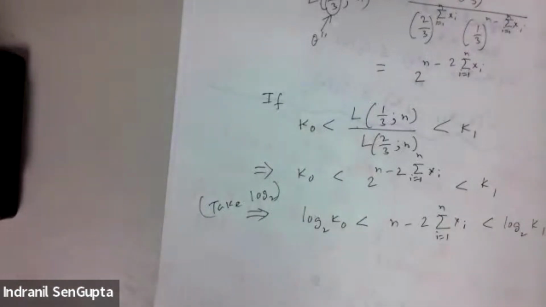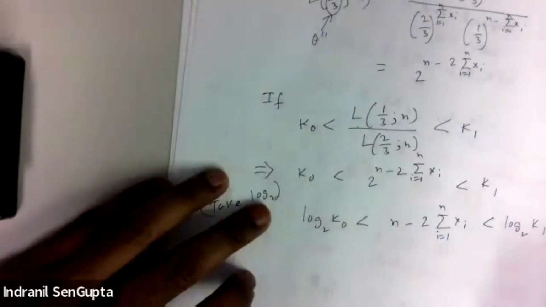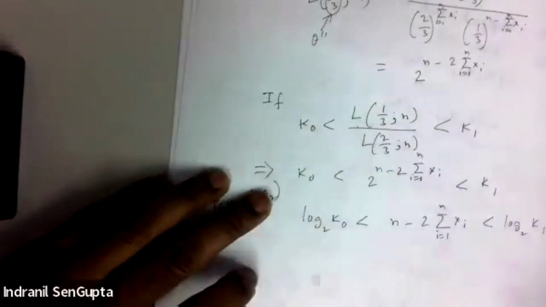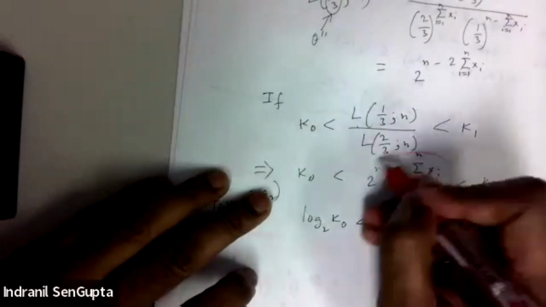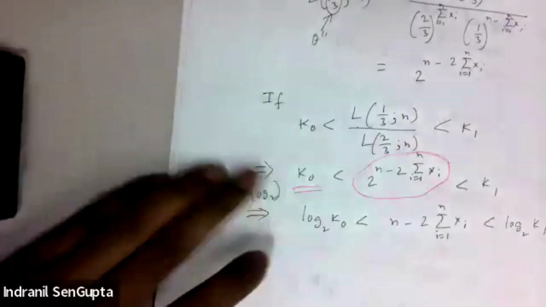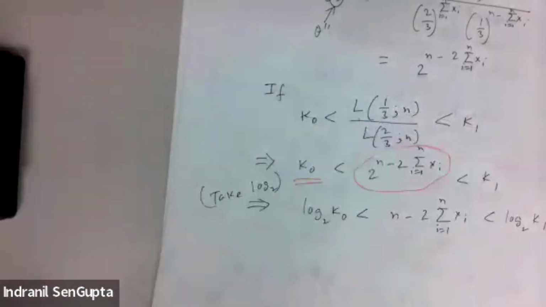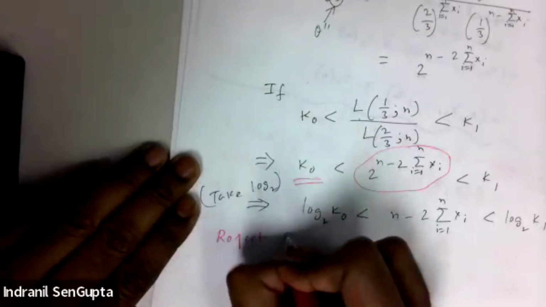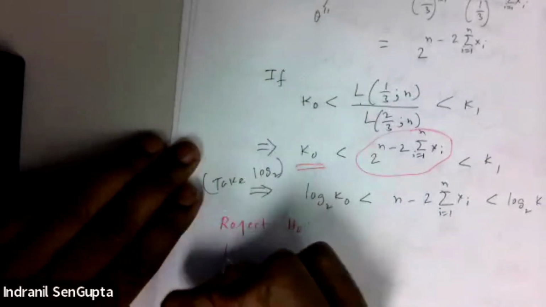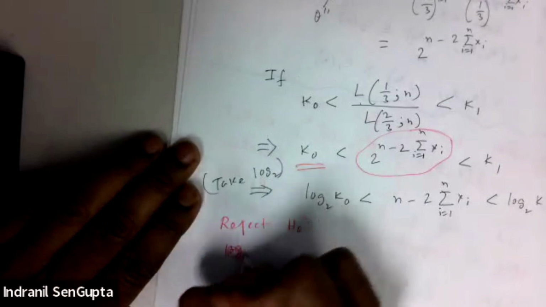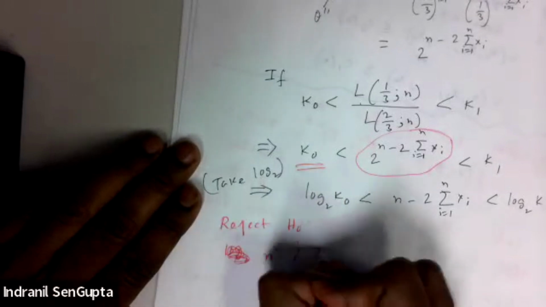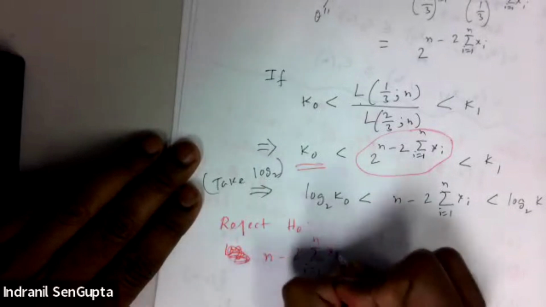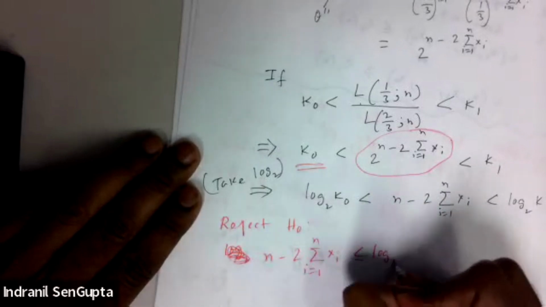Okay. So that means, let's consider these two separately. If this quantity reaches this one, let's look at the picture. When it reaches this one, we reject the null hypothesis. So reject H0 if log of 2, if n minus 2 sum from i=1 to n of xi is less than or equal to log of 2 k0.